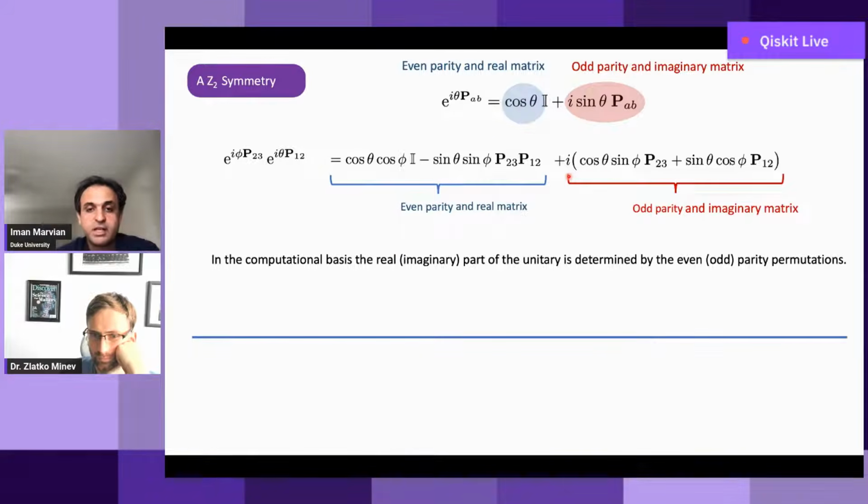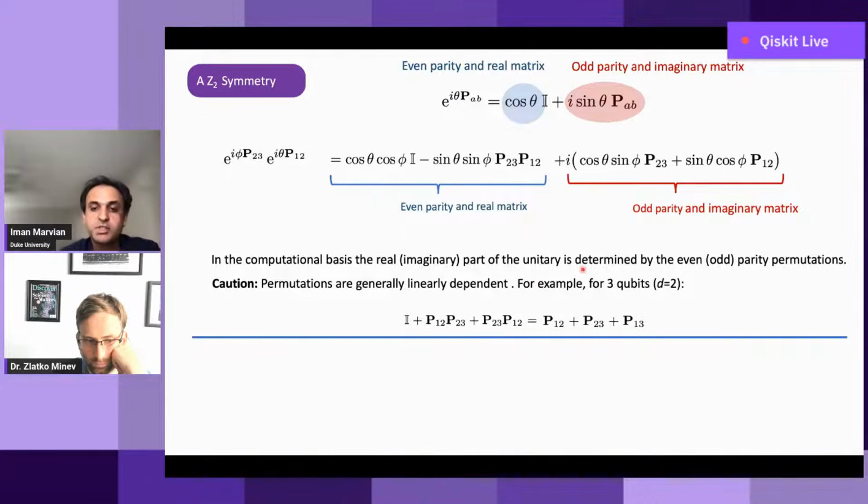For example, if you write down these matrices in the computational basis, you will see that being real is correlated with being even, and being odd is correlated with being purely imaginary. But we should be a little bit more careful about this analysis, because permutations in general are not linearly independent. For example, for a pair of qubits, you can have a linear combination of even permutations on the left-hand side which gives you an odd permutation. So this distinction between even and odd makes sense if your dimension is large enough.